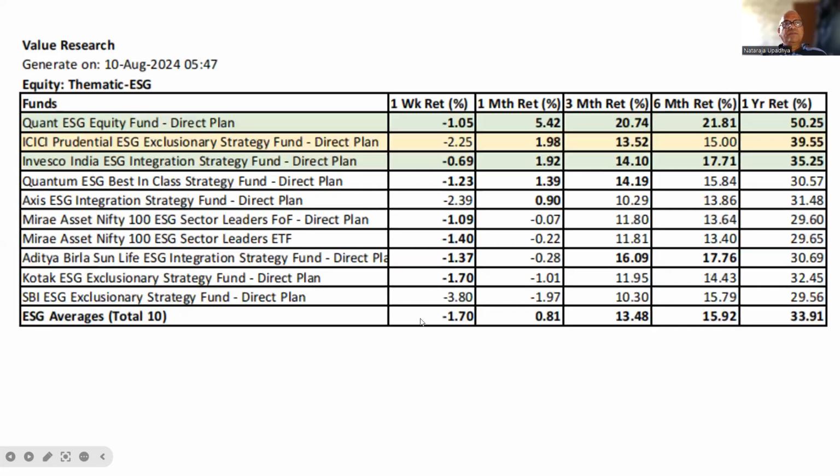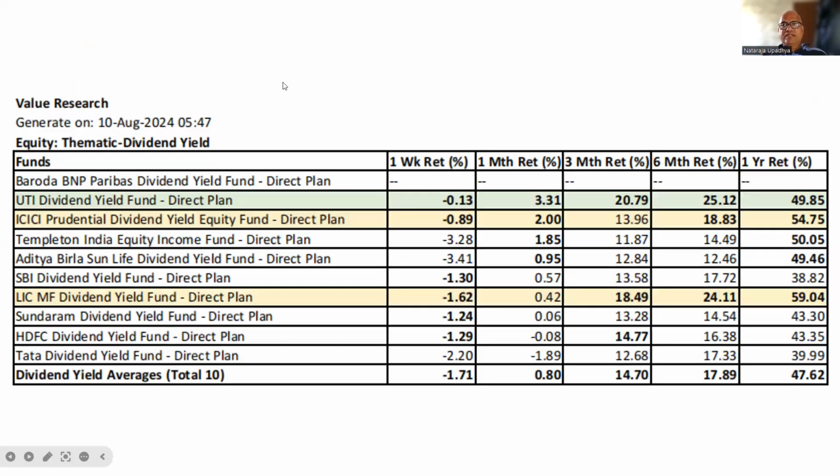So next, we are discussing thematic ESG funds. There are 10 such funds. The ones in green are Quant ESG Equity Fund, UNESCO India ESG Integration Strategy Fund. Quant ESG Fund gave 5.42% return for the month, and UNESCO India ESG Integration Strategy Fund gave 1.92%. The best annual return came from Quant ESG Equity Fund at 50.25%.